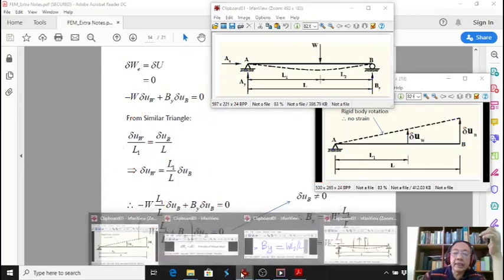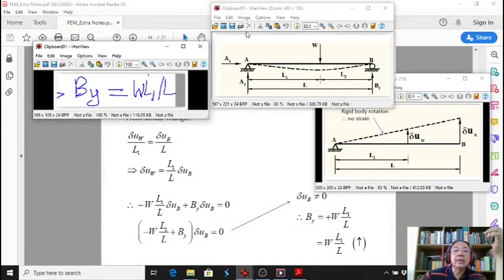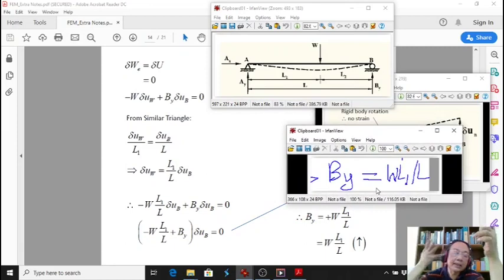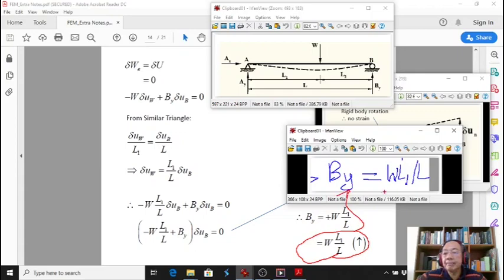So if we compare to just now, where we used the equilibrium equation for the reaction, we found this BY from the virtual work method, and from the equilibrium equation we found that this is the same, WL1 per L. So this is exactly the same.